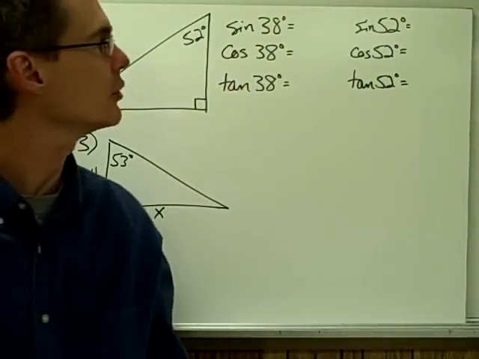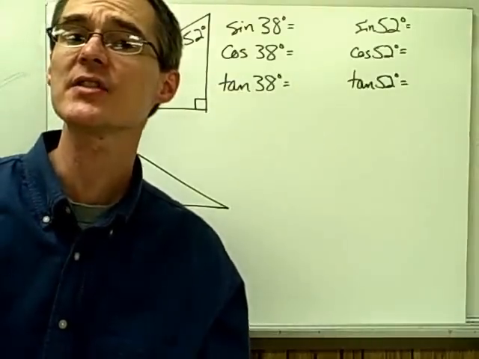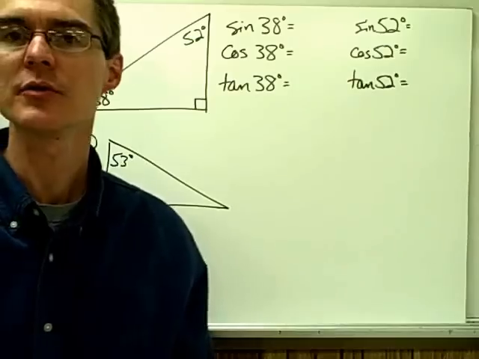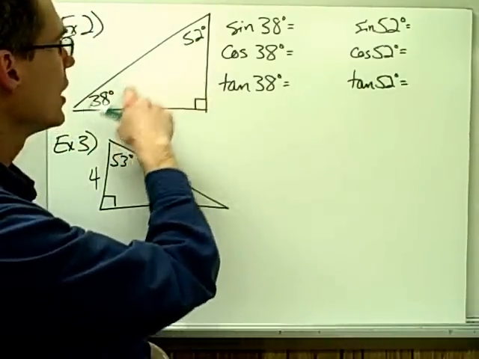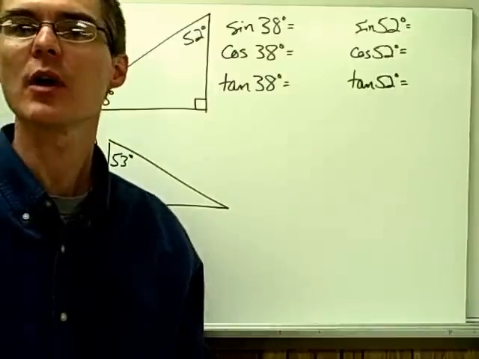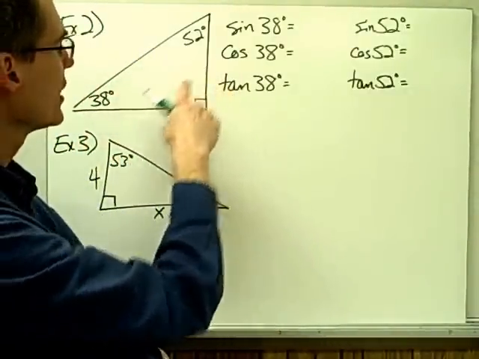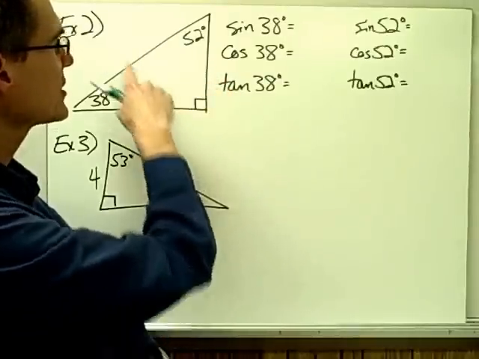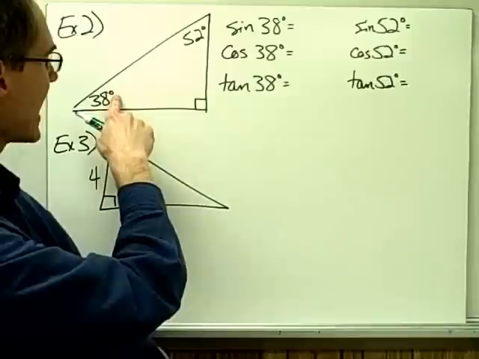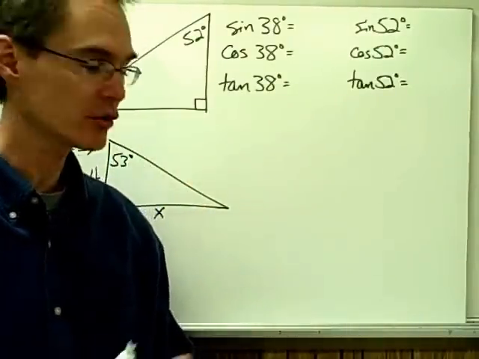All right, example number two. In this case, we're given a right triangle, but we're not given the lengths of any sides. All we're given is the measure of the two acute angles of the right triangle. Here's where we begin to see the power of the trig ratios, because it doesn't really matter what the actual lengths of the sides of these triangles are. As long as it's a right triangle and I know the measure of one of the angles, I can calculate the trig ratios using my calculator.